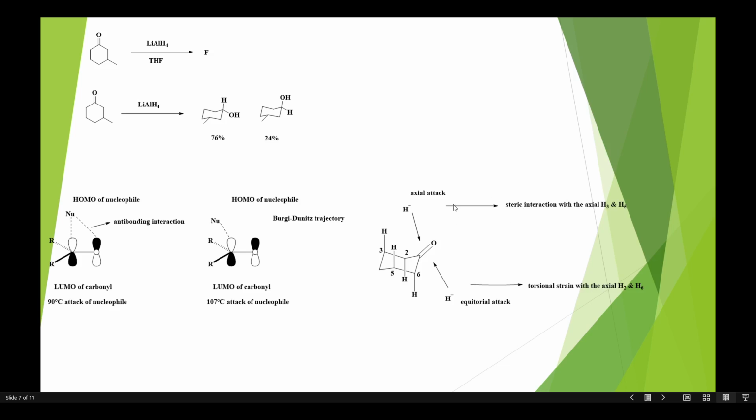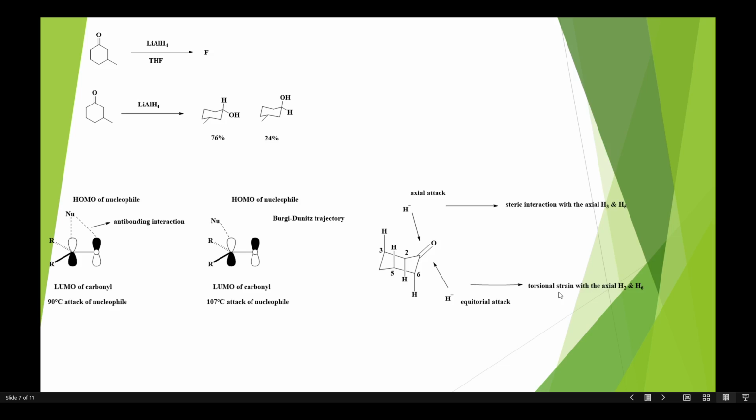When a nucleophile attacks the carbonyl group, if it comes from the axial direction, what will happen? It will cause steric hindrance with the axial hydrogens H3 and H5. You see this one, H3 and H5, in both cases. If it comes from axial, that means the H3 and H5 hydrogens will cause much more steric hindrance. But when it comes from the equatorial direction, it causes torsional strain.